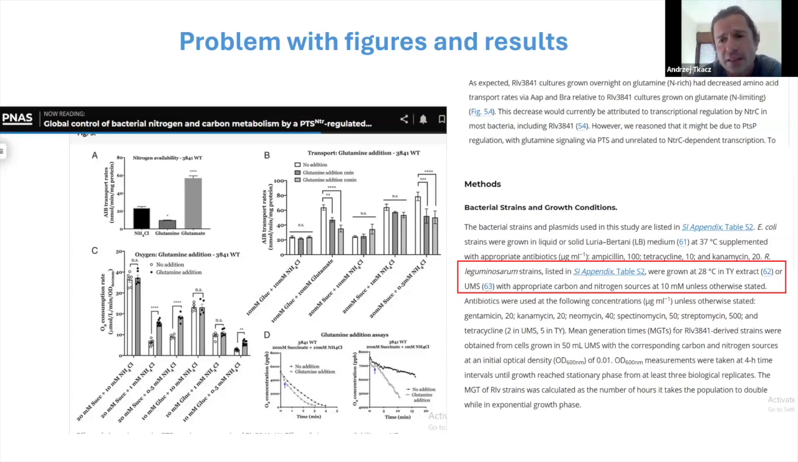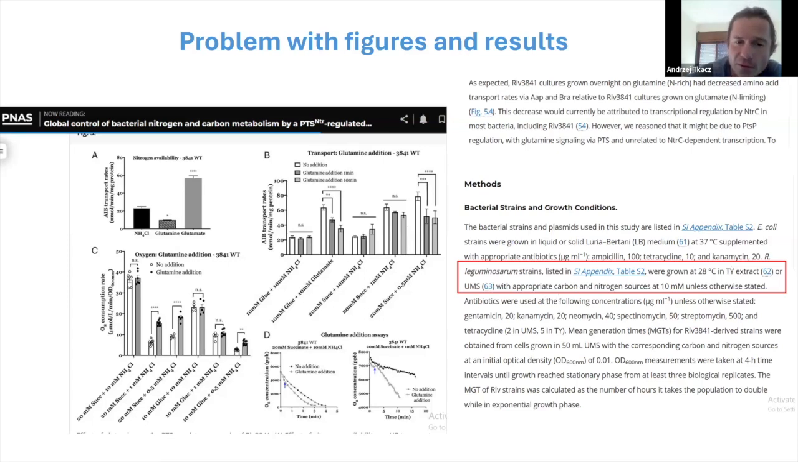In order to understand that, we go to materials and methods, but manuscripts have to be short, so everything is so condensed that at some point we lose the information. What actually happened? This is just an example of another paper from my previous lab. It just says that the strains were grown again in TY extract or UMS with appropriate carbon and nitrogen sources.